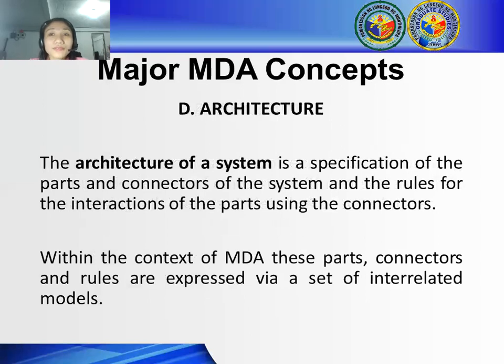The architecture of a system is a specification of the parts and connectors of the system, and the rules for the interaction of the parts using the connectors. Within the context of MDA, these parts, connectors, and rules are expressed via a set of related models.